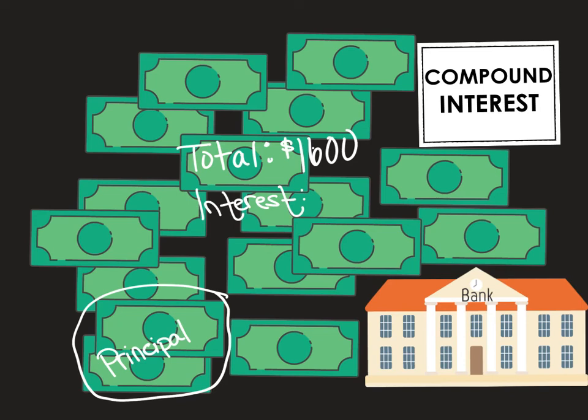Now, because we're kind of going backwards to figure out how much was added on, I'm going to subtract. And if I take that $1,600 and I take away those $200, it leaves me with $1,400 that was given to me by the bank in interest.